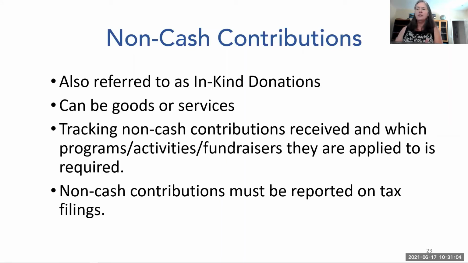But the Attorney General now requires that this be tracked. So you actually need to keep track of this. You can do it on a separate spreadsheet or even just on a piece of paper. The most important things to record are what the contributions were, what the value of each contribution is, and usually the donor tells you that, and then which program, activity, or fundraiser the contribution was used for. If the donated item is auctioned off, you need to record the sales price as well.